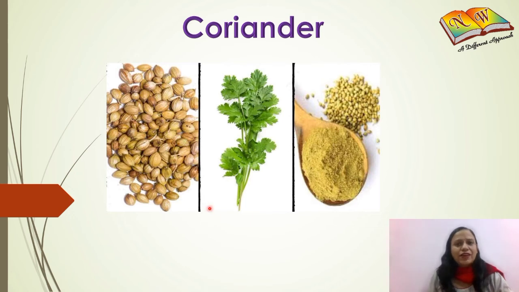Next comes coriander. It's commonly known as dhania, and the seeds as well as the leaves are used to add flavor to our dishes. The coriander seeds are used as a spice, and the coriander leaves are used as a garnish on our dishes, and also they can be used to prepare different kinds of chutneys. So yes, in case of coriander, the seeds and the leaves both are edible.